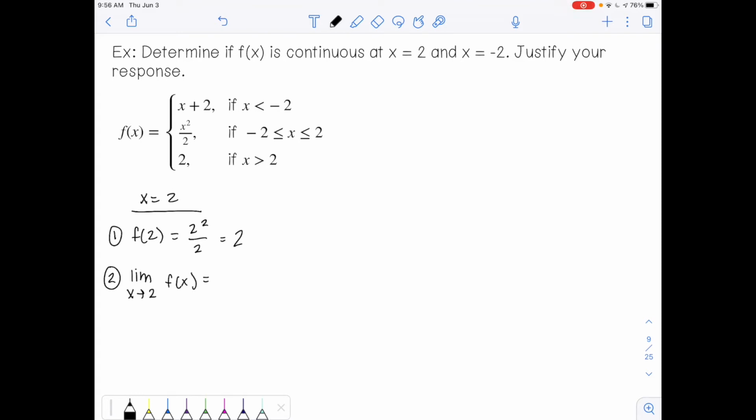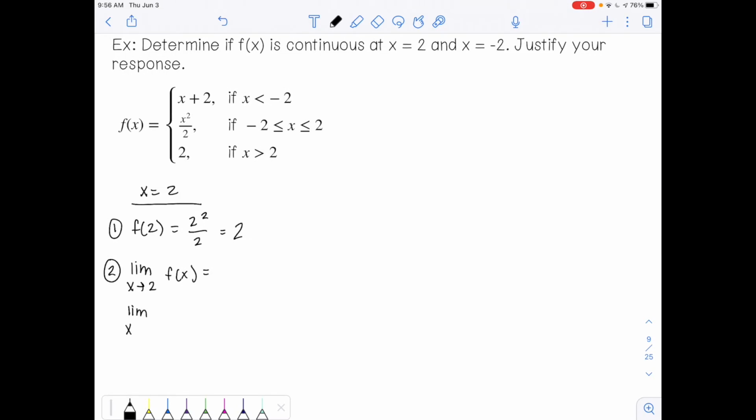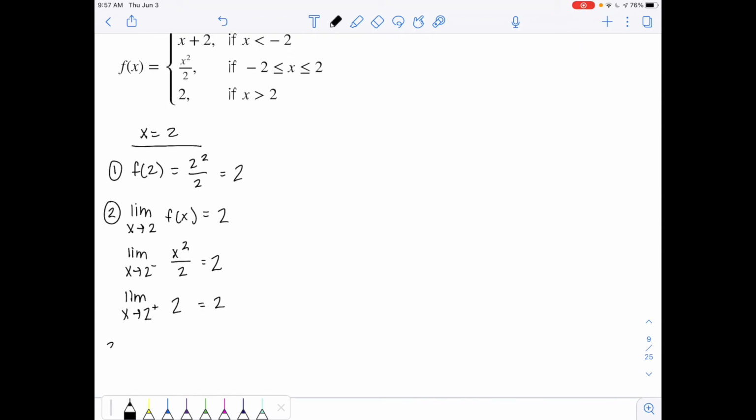Now we have to figure out the limit as x approaches 2. Because this is a piecewise function and 2 is at an endpoint, I need to evaluate the limit from the left and the right. If I approach from the left, to the left of 2 would put me in that middle branch. So if I approach 2 from the left, I'm going to also get 2. Here I can just plug in 2. And now if I approach it from the right, that's going to put me down in the bottom branch. That's just taking the limit as x approaches 2 of 2, so that's going to equal 2. Because our limit equals our function value, if you want, you can write it out like this.